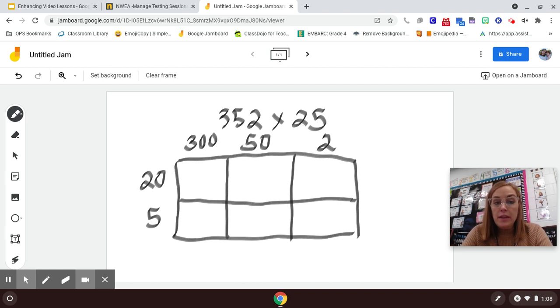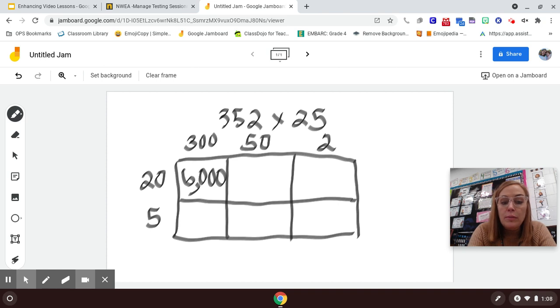And now we can start doing the actual multiplication, right? So when I look at this first box right here, I'm going to do 300 times 20, right? Remember our magic zero trick. We're going to pretend like those zeros don't even exist. I know 2 times 3 is, that's right, you guessed it, 6. And then I have 1, 2, 3 zeros that I have to bring back. Okay, so 20 times 300 is 6,000.